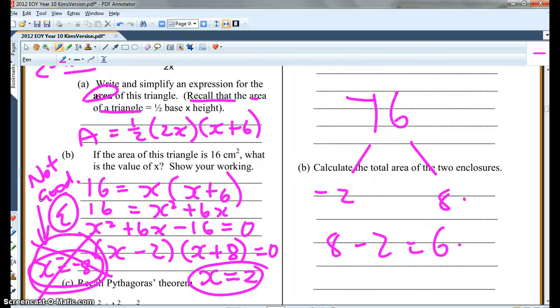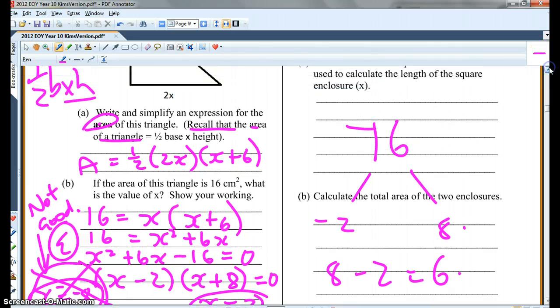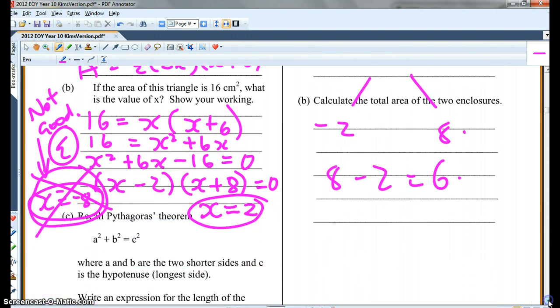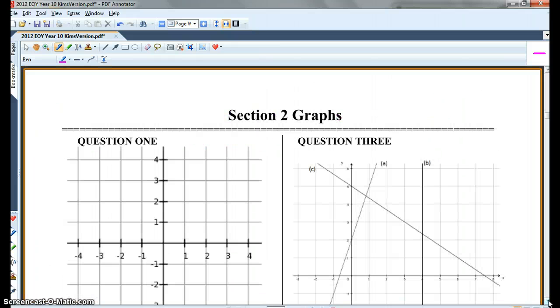So let's just check that. If x is 2, we were looking at an area of 16. 2 plus 6 is 8. 2 times 2 is 4. 8 times 4 divided by 2 is 16. So I've checked my answer is correct. Okay, next one.